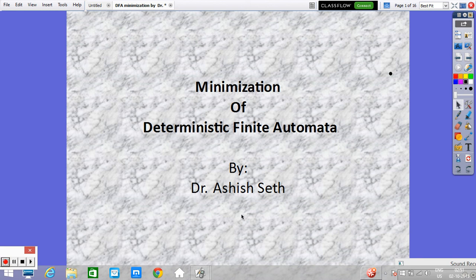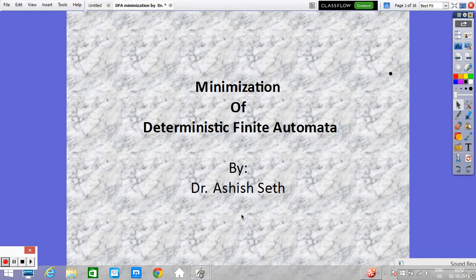Hello friends, up to now we have discussed deterministic finite automata, or we can say DFA. We have discussed what is DFA, what are its methods of representation, that is transition table and transition diagram. We have seen how the DFAs can be drawn. Also, what is the language of DFA.